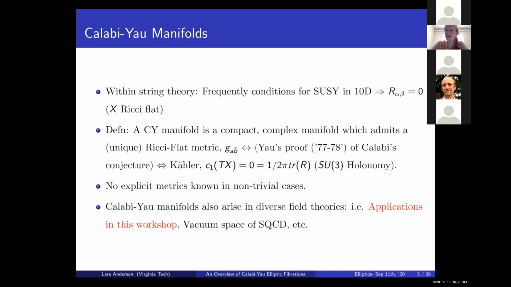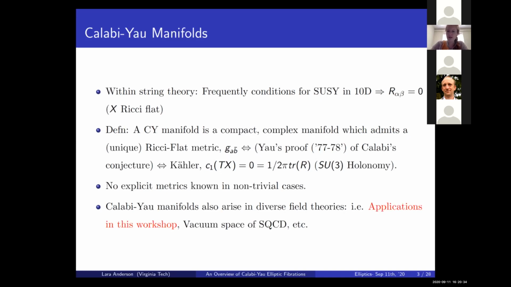The condition is that the internal directions of your space, the ones that you are going to choose to be compact, must be Ricci flat. So the definition that we're going to be interested in is that a Calabi-Yau manifold is a compact, complex manifold which admits a Ricci flat metric. I'm writing this here as g_{a b-bar} in terms of the complex coordinates on this internal space. So for example, if I began in 10 dimensions and I'm interested in getting a 4-dimensional theory, then I would have to have 6 compact dimensions, and that's a complex threefold.